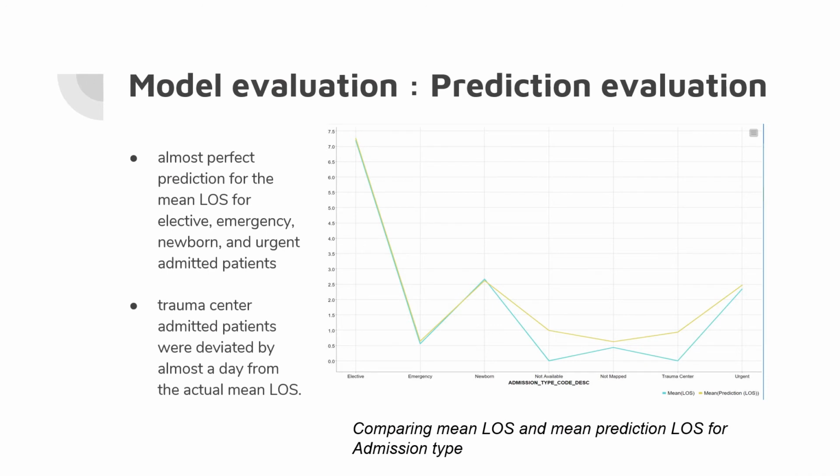Now that we have decided which is our best prediction model, which is the random forest regression model, let's talk about the prediction evaluation of these models for some of the variable types. If we look at the admission type line chart, we can see that the prediction model almost accurately predicted the mean LOS for elective, emergency, newborn, and urgent admitted patient types. If we look at the trauma center patient types, the predicted LOS is deviated by an average of 1 day from the actual mean LOS.